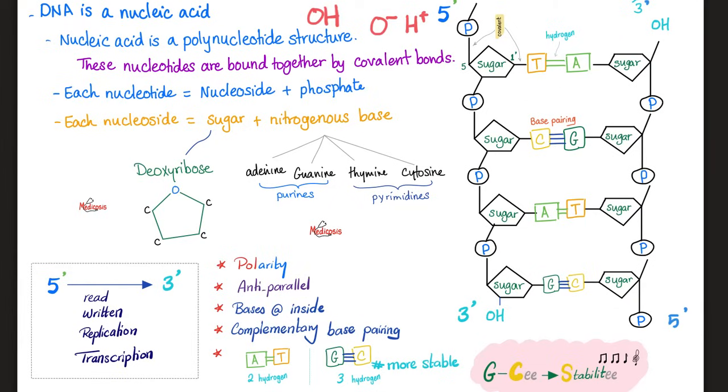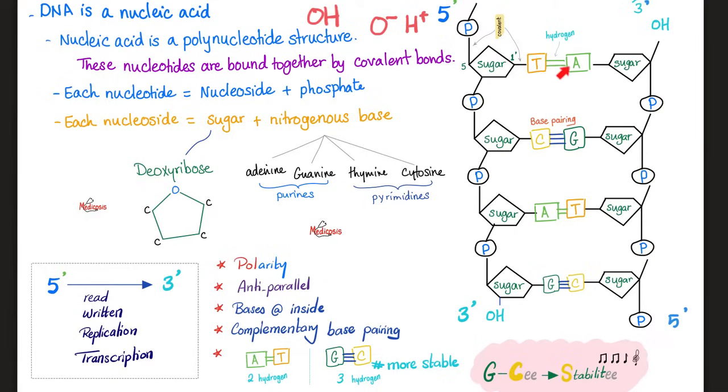Next, complementary base pairing. A binds with T and C binds with G via hydrogen bonds. Very important. Those two were covalent bonds. Between the sugar and phosphate, covalent. Between the sugar and the base, covalent. But between the two bases, hydrogen bonds.